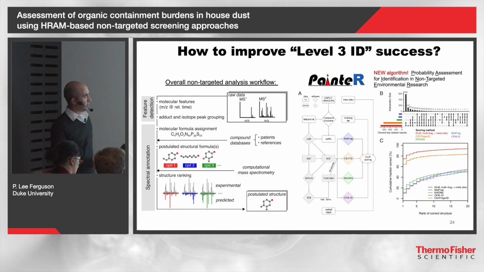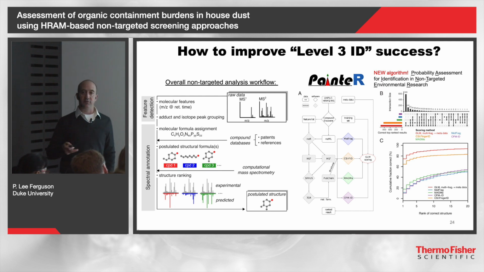And so what we've done is develop this tool we call PAINTER, Probability Assessment for Identification in Non-Targeted Environmental Research. So we decided to get cute and come up with an acronym for this. But what it really does is it's an engine for running MetFrag, CSI:FingerID, MAGMa, and CFM-ID. All of these are open source in silico fragmentation algorithms. CFM-ID and CSI:FingerID are machine learning based. MetFrag is combinatorial and MAGMa is rules based.